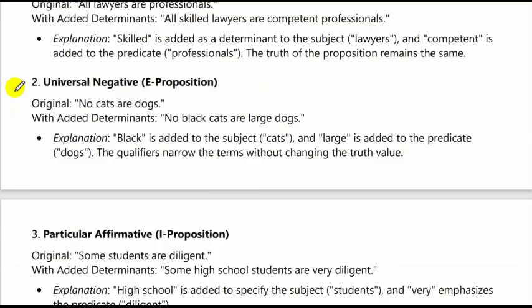Second, universal negative E proposition. No cats are dogs. With added determinants, no black cats are large dogs. Black is added to the subject cats and large is added to the predicate dogs. The qualifiers narrow the terms without changing the truth value.